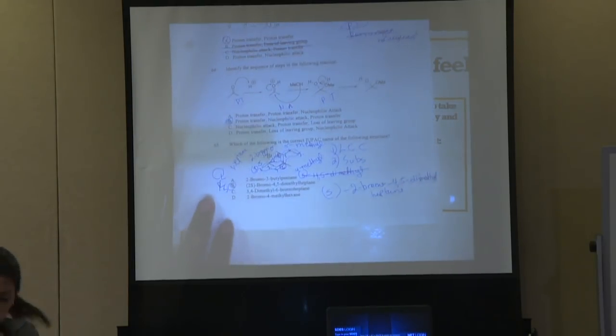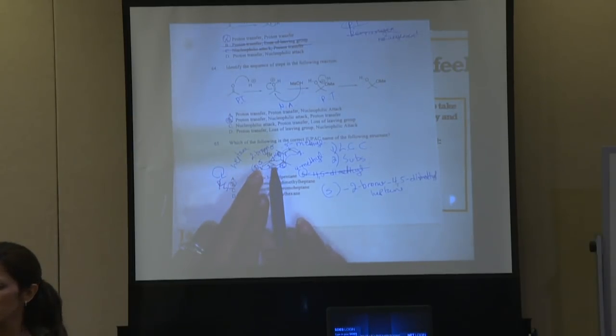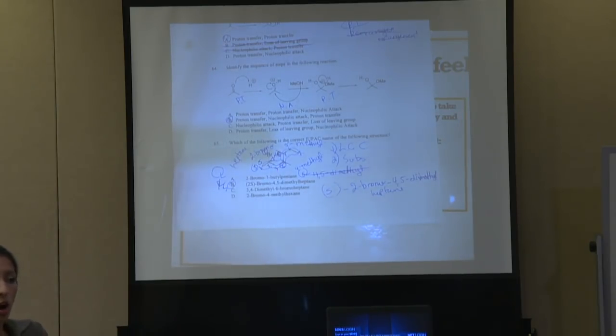Why do we have to? That's a good question. Why do we have to flip this one? What was on the wedge? The lowest priority. If the lowest priority is not on a wedge or a dash, can we use our rule? No. What do we have to do then? Right, swap the groups. So maybe that's what you're talking about. You only have to look at where the lowest priority is.